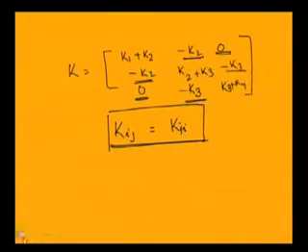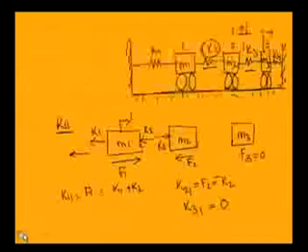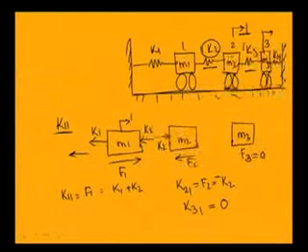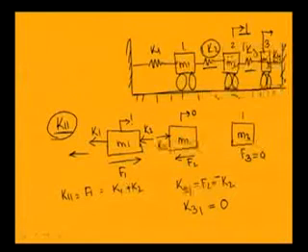In this example, we have first drawn the free body diagram of these 3 masses, and we have found the force required to have unit displacement. To find K11, we have checked what is the force required to have unit displacement at 1 and displacement at the other 2 places equal to 0, and we have found that is equal to K1 plus K2, and similarly we have found K21.